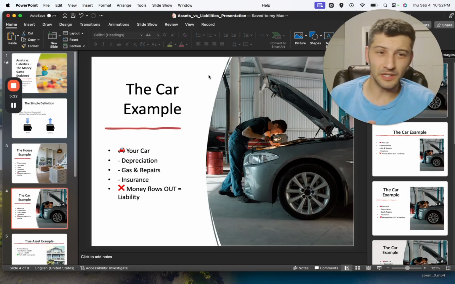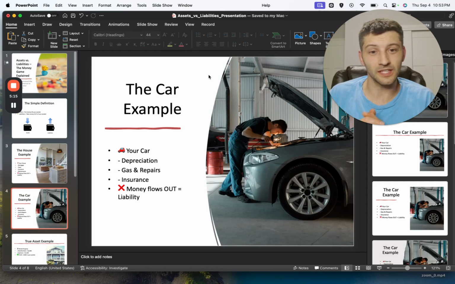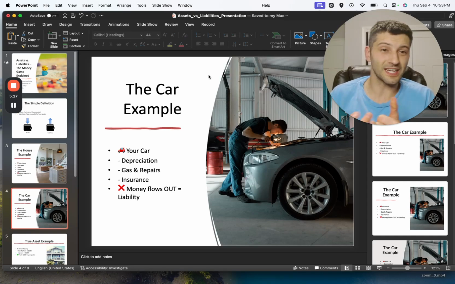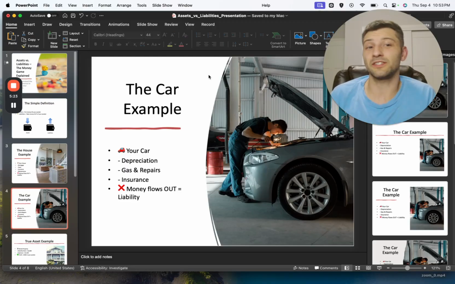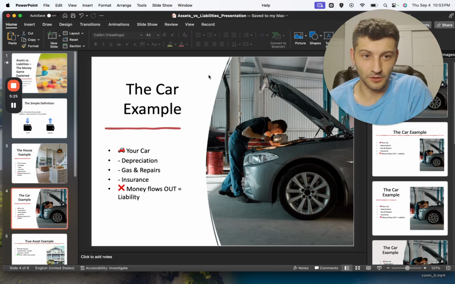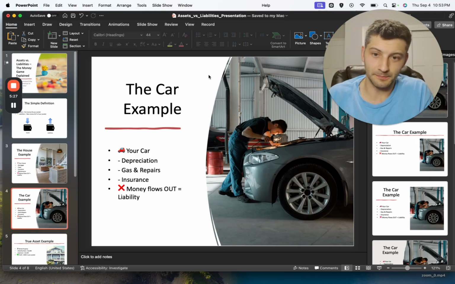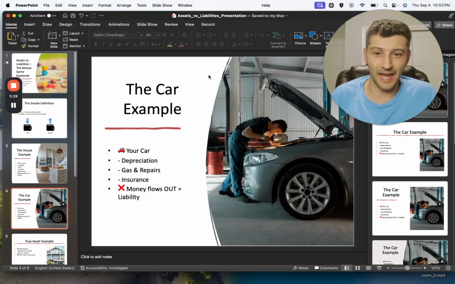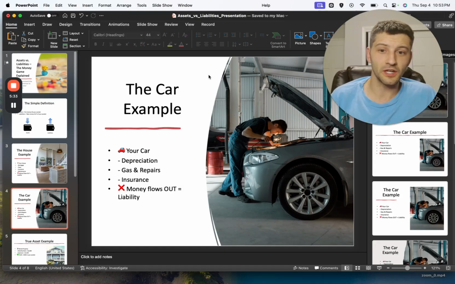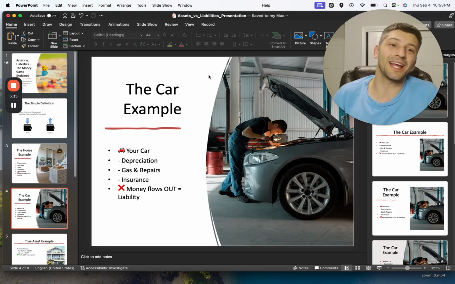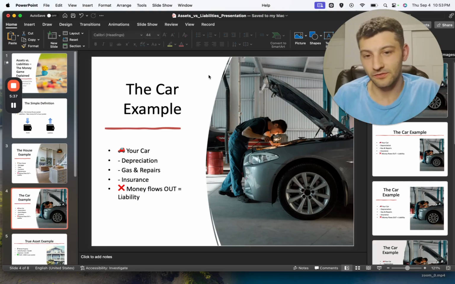We've been in a very strange period for vehicles in the US over the last handful of years where used vehicles have retained their value a little bit better, but at the end of the day, they are still depreciating, meaning they're losing value over time. You've also got gas and repairs that you have to pay for, and insurance on your car, and all of this is taking money out of your pocket, not producing money for you.